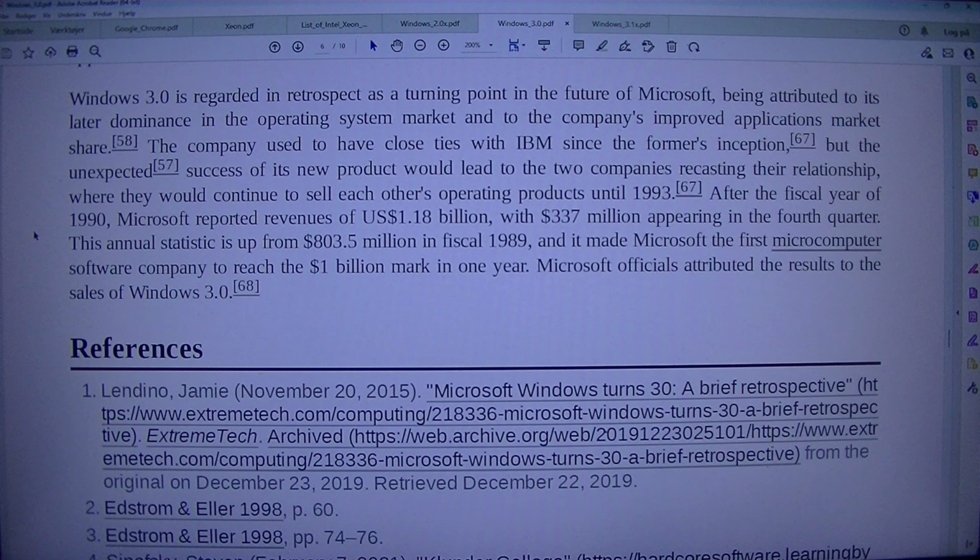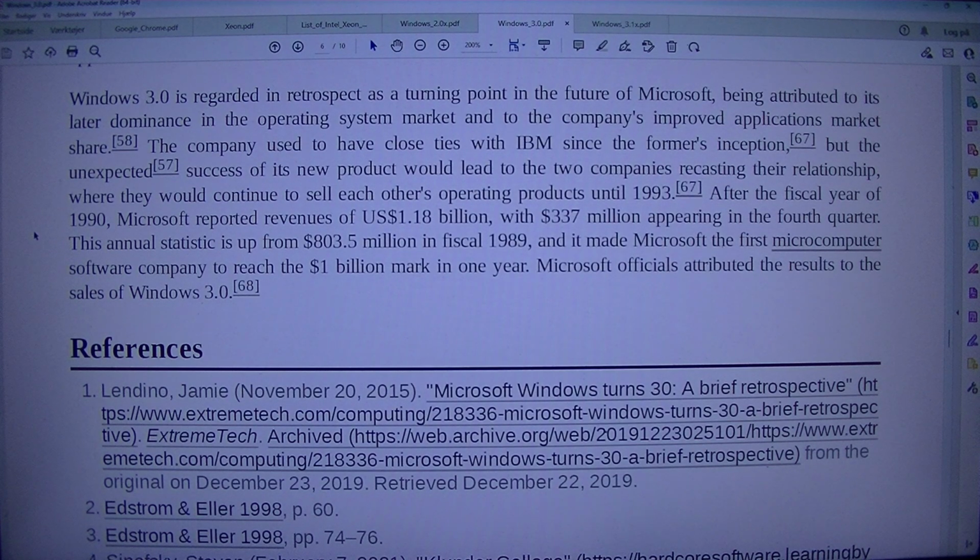The company used to have close ties with IBM since the former's inception. But the unexpected success of its new product would lead to the two companies recasting their relationship, where they would continue to sell each other's operating products until 1993.